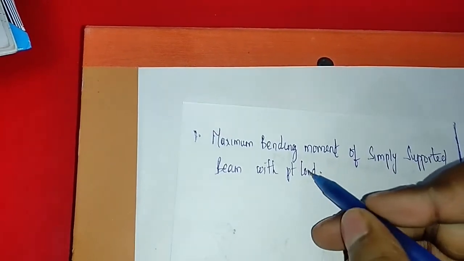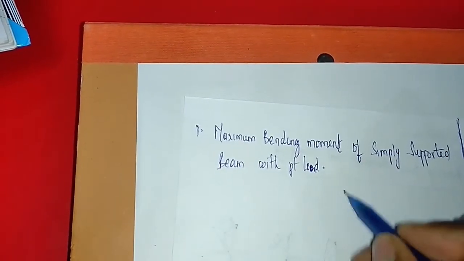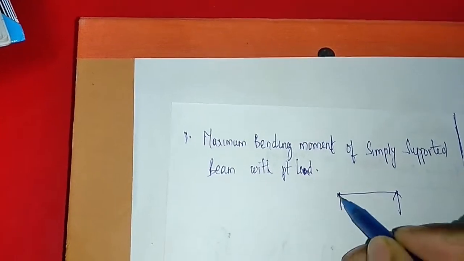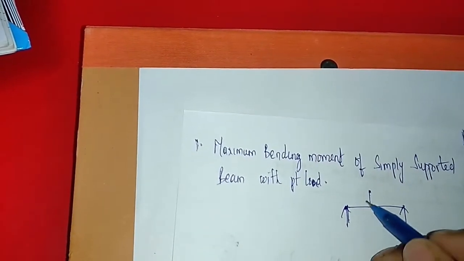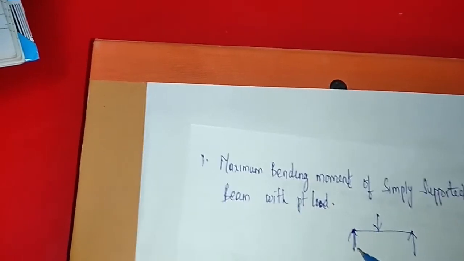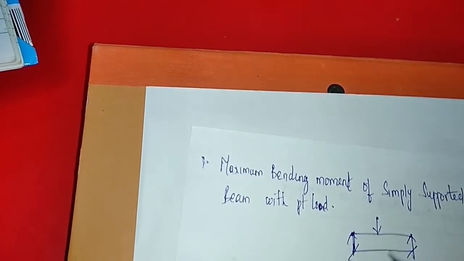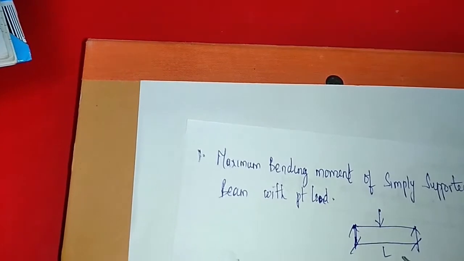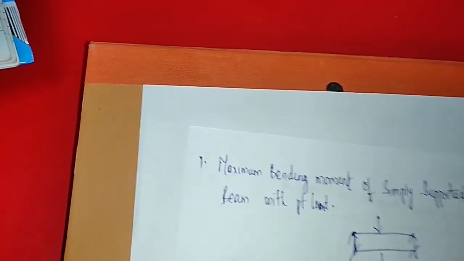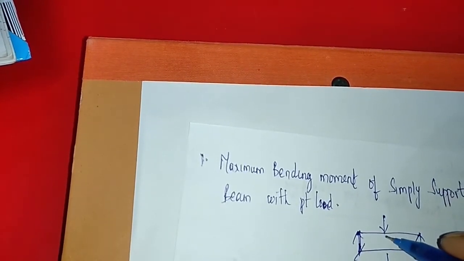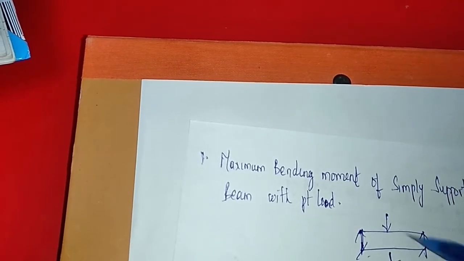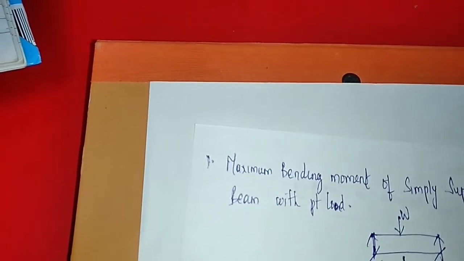See, a simply supported beam is there. A point load is there. For example, it is at the center. So we are going to take the total length as L, and the load as W.